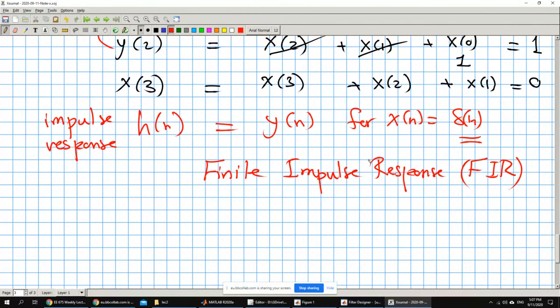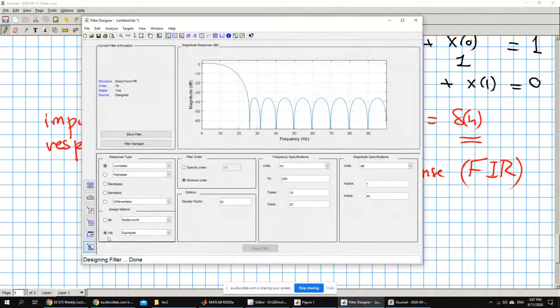Okay, so the thing that we just saw here, if we go back to Matlab for the filter designer, here we have FIR or IIR. We're going to talk about IIR in a second, okay? But see here, this is FIR. This is exactly what we were talking about. And the order here is 19, meaning that the impulse response will have a maximum of 19 non-zero outputs.